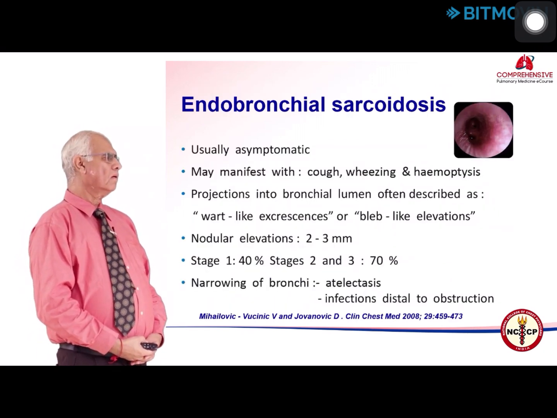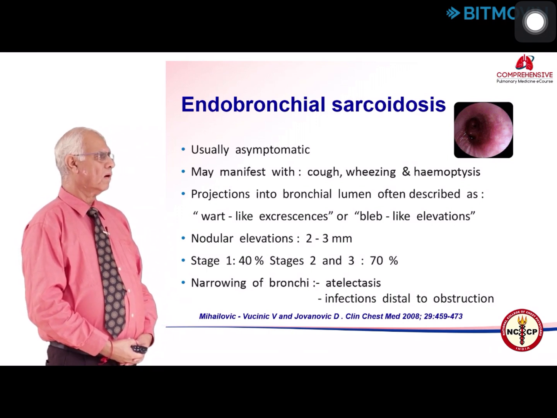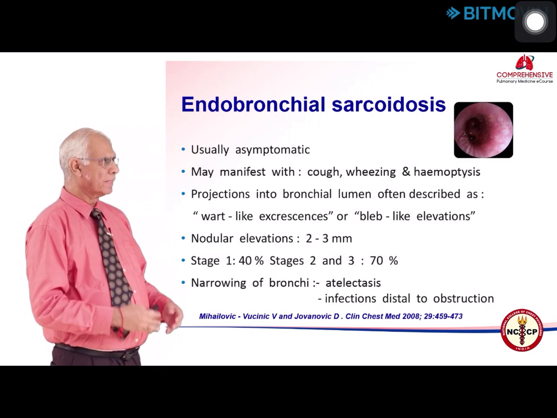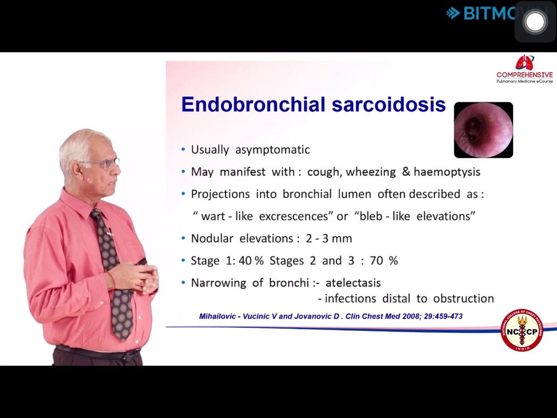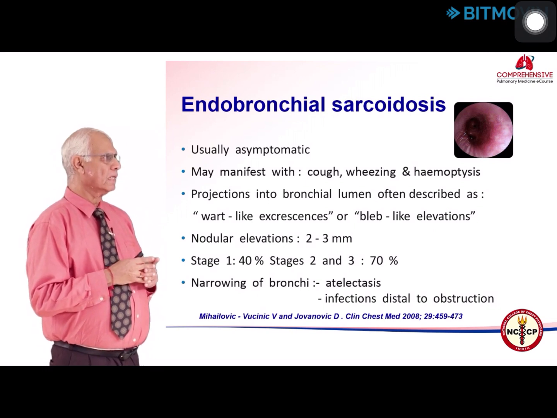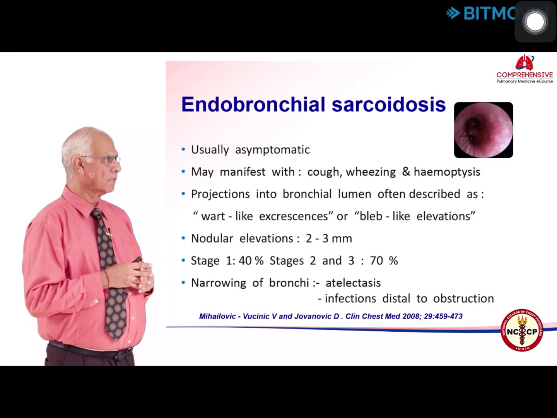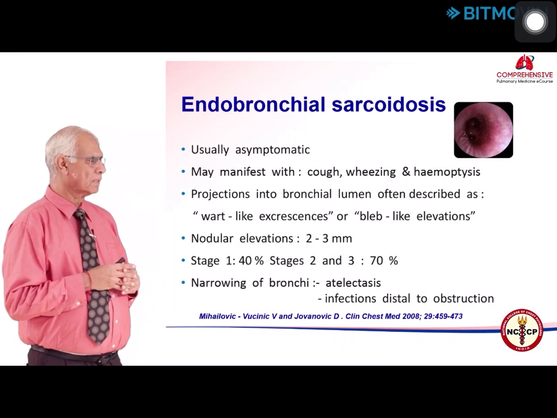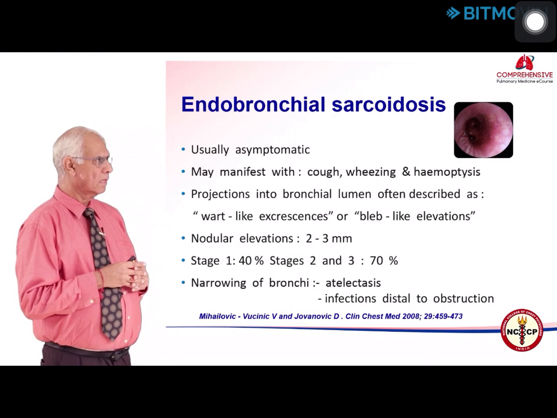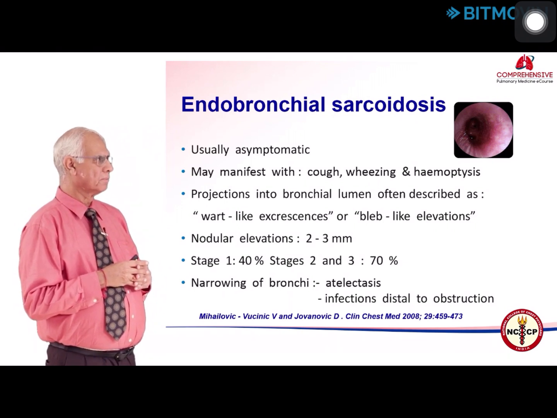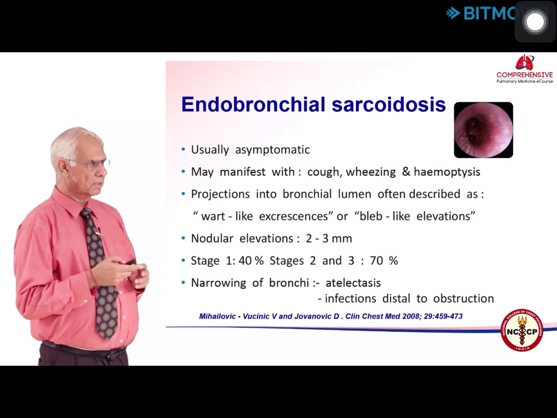Now, we have all done bronchoscopies, and we have all recognized these projections into the bronchial lumen, often described like wart-like excrescences. They are white in color, they are bleb-like elevations. These patients can be asymptomatic, but they can manifest with cough, wheezing, and hemoptysis. This is endobronchial sarcoidosis. The nodular elevations are 2 to 3 millimeters. In 40% of patients with stage 1 you can see endobronchial sarcoidosis, but in stage 2 and 3 it goes up to 70%. Narrowing of the bronchi can cause atelectasis and infection distal to obstruction.